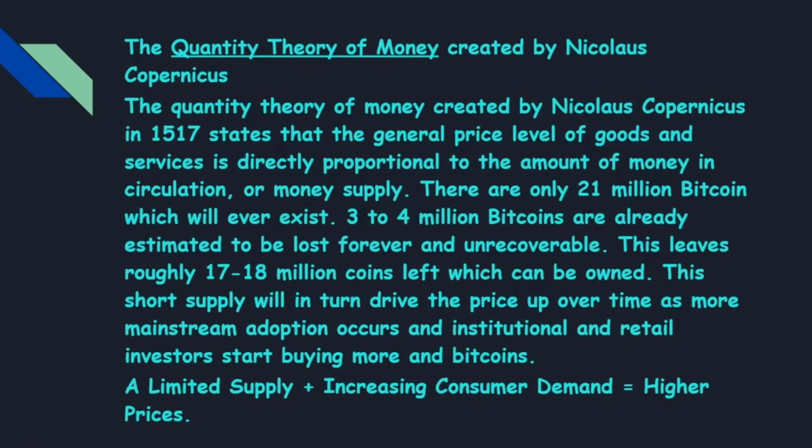I also want to take a moment and speak about the quantitative theory of money, which was created by Nicholas Copernicus in 1517. The theory states that the general price levels of goods and services is directly proportional to the amount of money in circulation, or the money supply. There are only 21 million Bitcoin which will ever exist. 3 to 4 million coins are already estimated to be lost forever and unrecoverable. This leaves only 17 to 18 million coins left which can be owned.